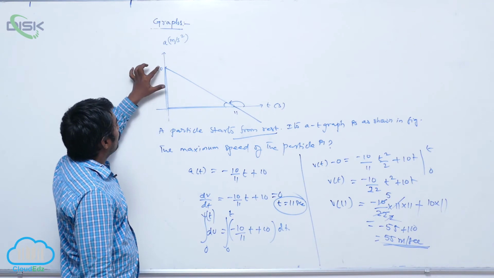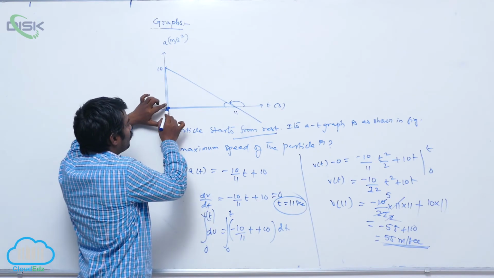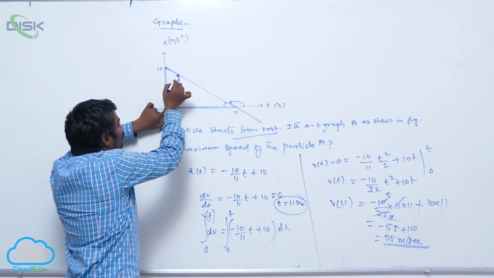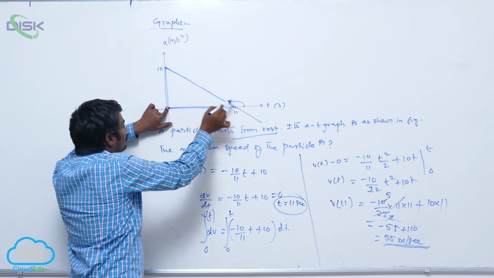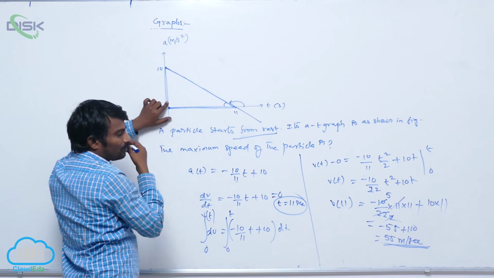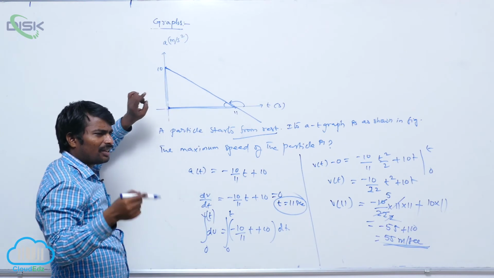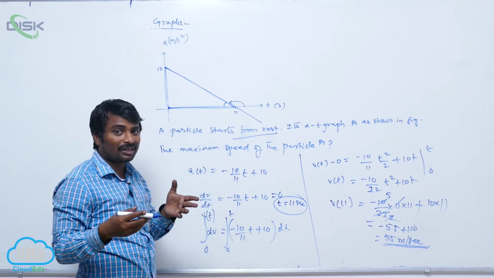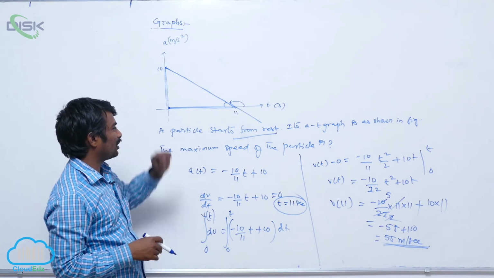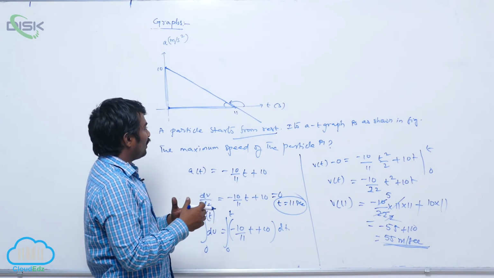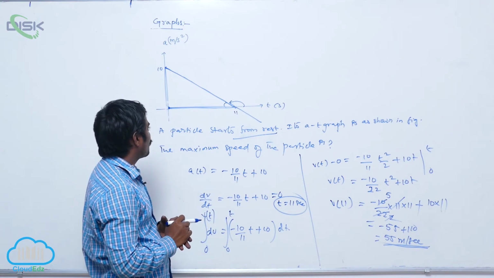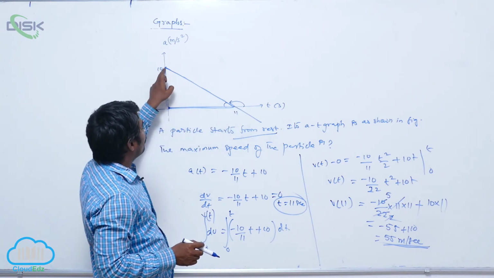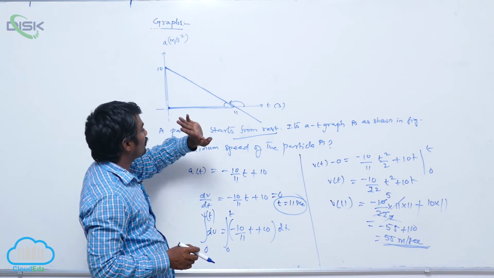Now you see, from 0 seconds to 11 seconds, of course acceleration magnitude may decrease, but its value is positive. That means it still accelerates. It is accelerating means its velocity gradually increases, but the rate of increment of that velocity decreases. What does it mean? It won't increase that rapidly, but it increases. So from 0 to 11 seconds, its acceleration magnitude decreases, but it still accelerates.